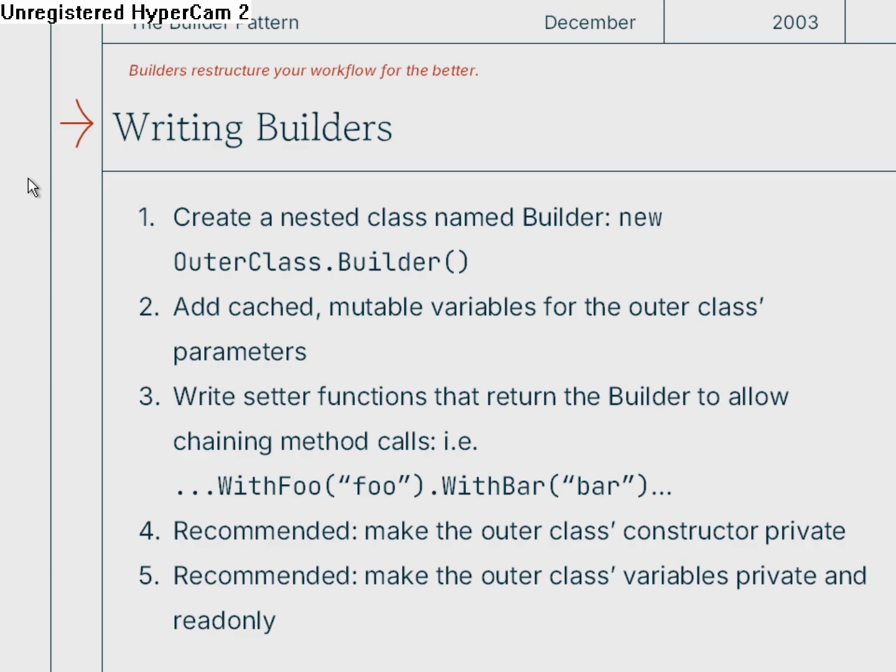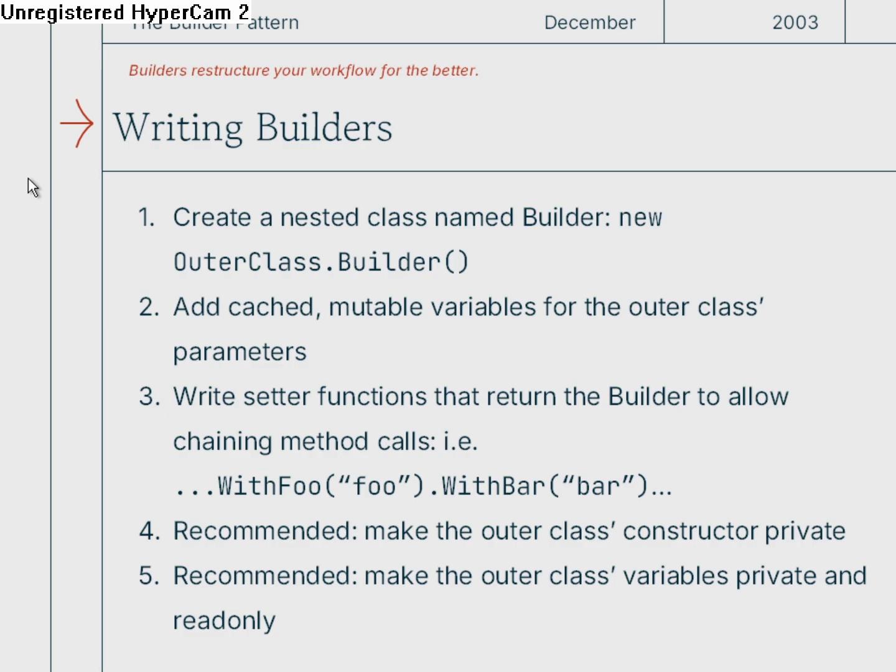You can make a new instance of a nested class by calling the outer class, dot, the nested class name. The second step is to add cached mutable variables for the parameters which you will eventually want to pass into the outer class's constructor. Obviously, you're still going to have a constructor for the outer class. You're going to want cached mutable variables in your nested class. Keep track of your progress.